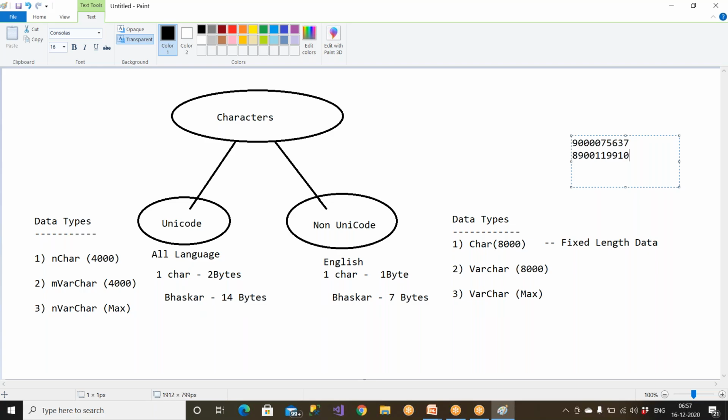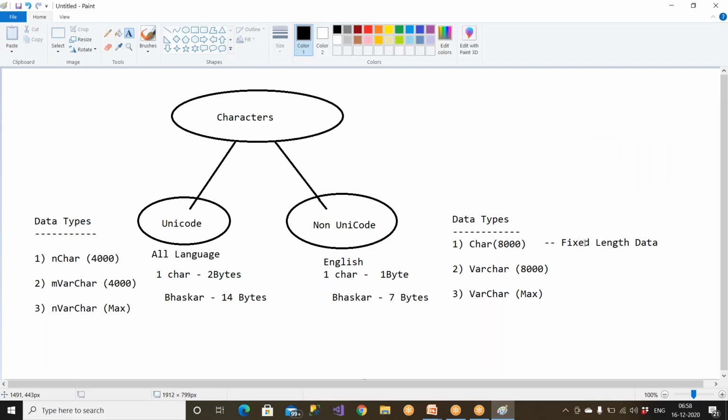Clear? If the length is not changing, then you can use either char or nchar. So that is what. If the length is fixed, we can go in for character data. Clear? So many people, understand what characters means. You need to understand this point as well.